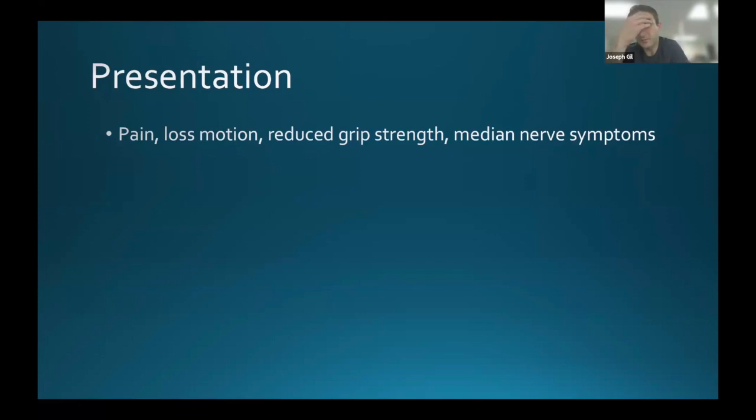So patients will, as briefly mentioned earlier, show up with loss of range of motion, pain, either at the ulnar wrist or globally, reduced grip strength, and patients will often complain of median nerve symptoms due to alteration of the anatomy of the carpal tunnel.